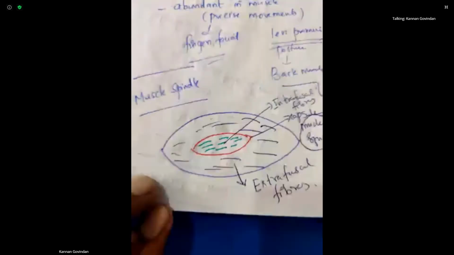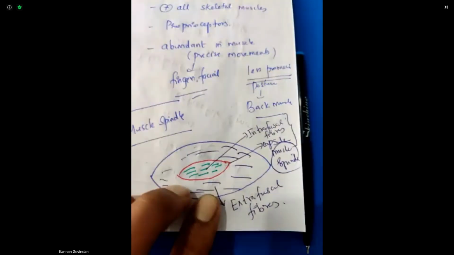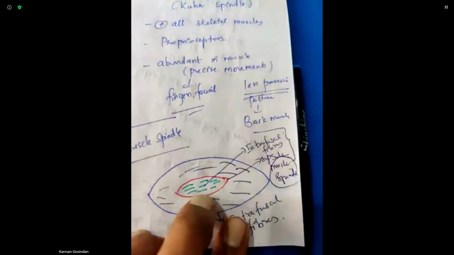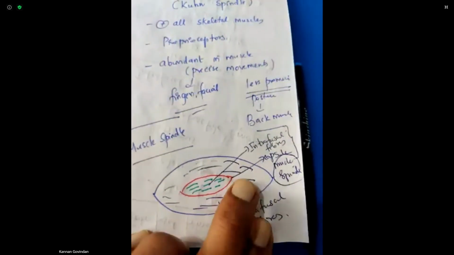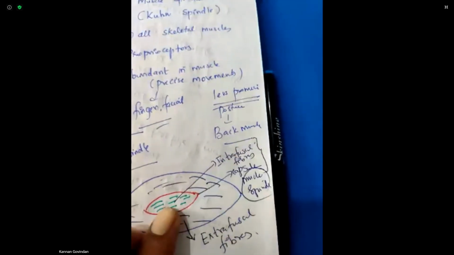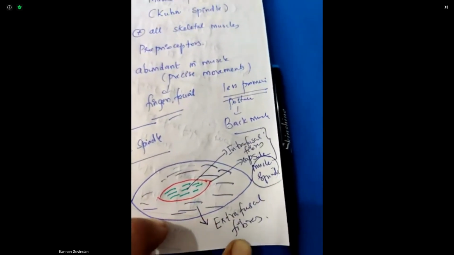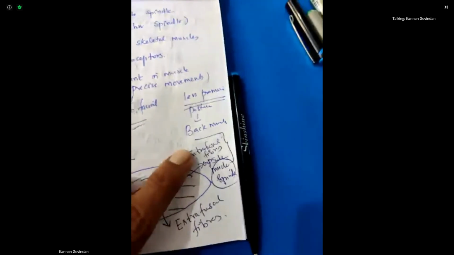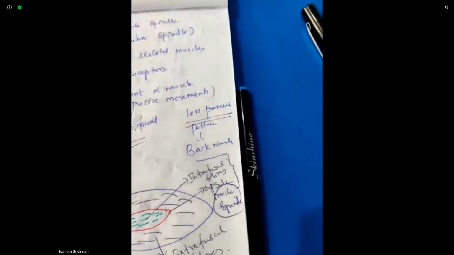Now this is the gross structure of muscle spindle. So this is the full entire muscle. In the middle portion of each muscle there is a capsule. The fibers inside the capsule are called as intrafusal fibers. The fibers outside the capsule are called as extrafusal fibers. The intrafusal fibers along with the capsule form the muscle spindle.